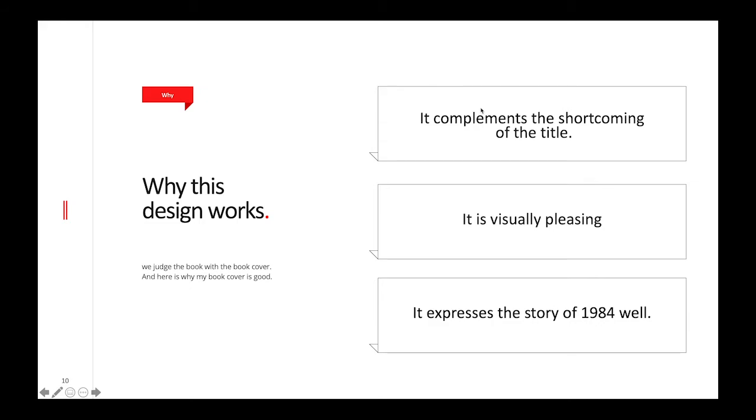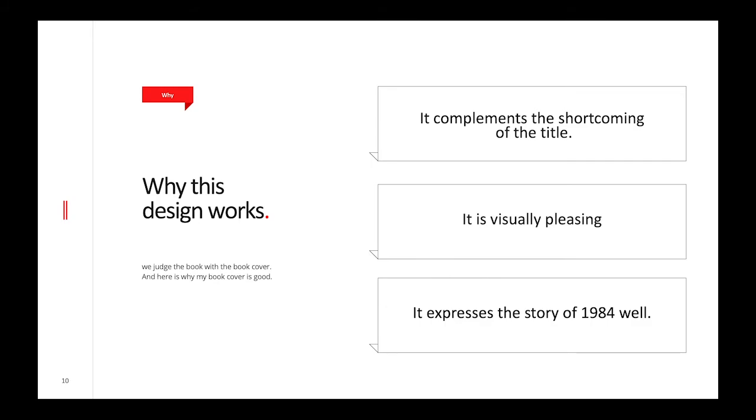So, finally, why does my design work? First of all, it complements the shortcoming of the title. 1984 is a challenging title to redesign a book cover for, because usually a book cover should convey the feeling or story of the book. But 1984 has nothing. 1984 is just a year, a number. So I put the sentence "Big Brother is watching you" on the cover. That's why people can know the story or feeling of this book. So my design overcomes the problem of the title.